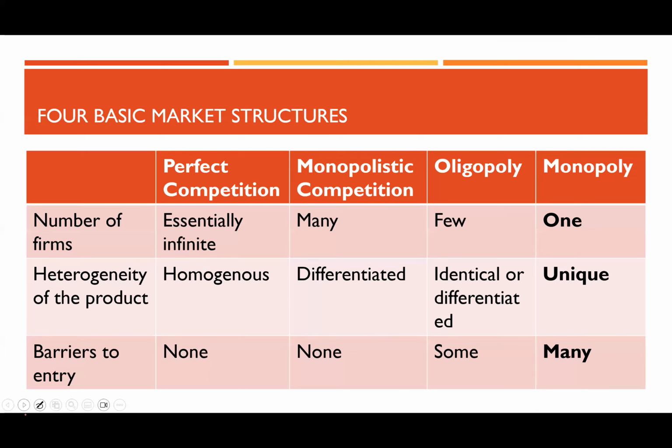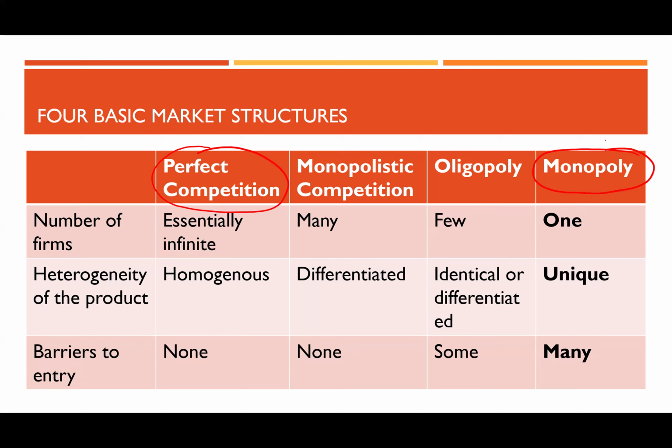Now we're going to look at the monopoly model. So monopoly is going to be one of our four basic market structures that we're covering in this class. Previously, we looked at the perfectly competitive market model, where we had an infinite number of firms who were all producing identical products, and there were no barriers to entry. Now with monopoly, we're on the other extreme.